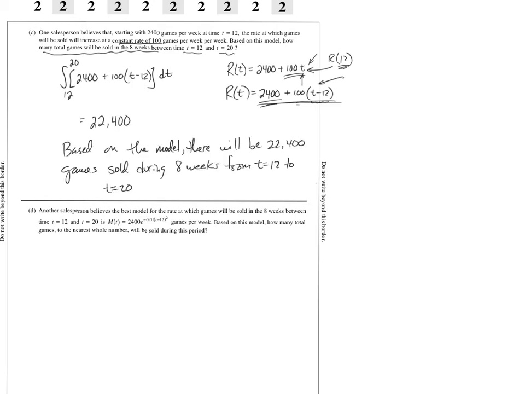Okay, so running that number, I just did the math 9 option for the integration because we don't need a derivative on this or anything like that. Got 22,400 and wrote a sentence here and said based on this model, there will be 22,400 games sold during the 8 weeks from t equals 12 to t equals 20. Again, using those limits in my explanation. Doesn't say explain it here, but couldn't hurt.